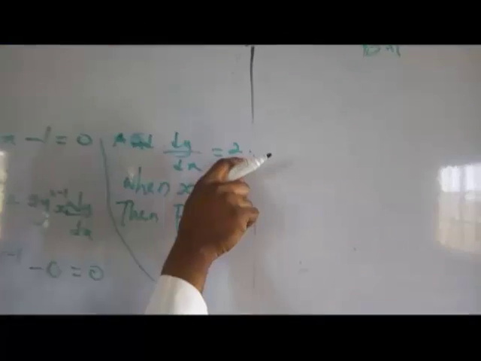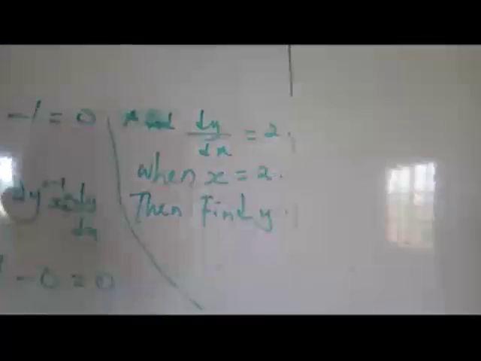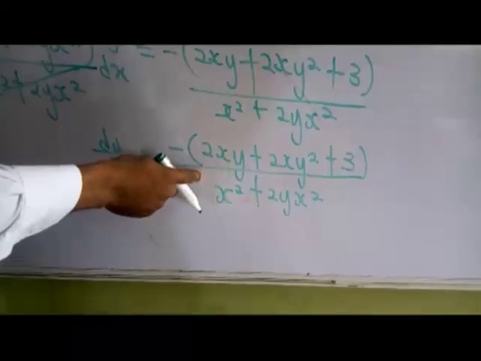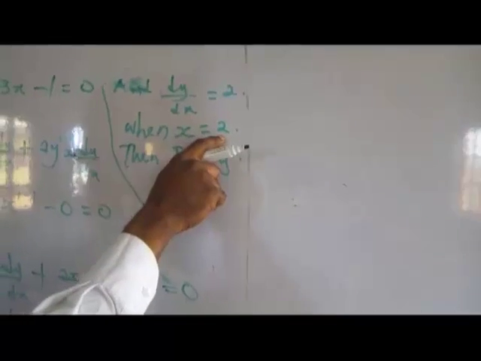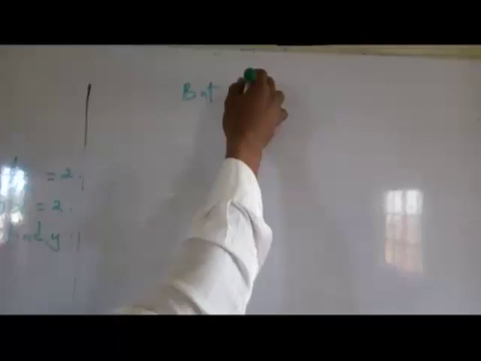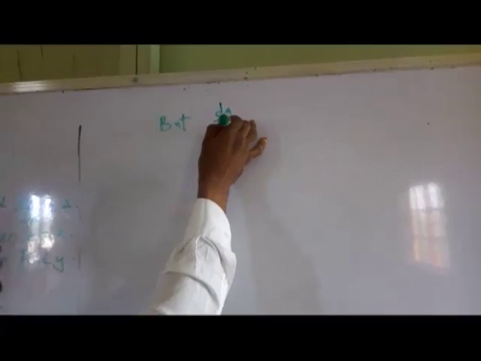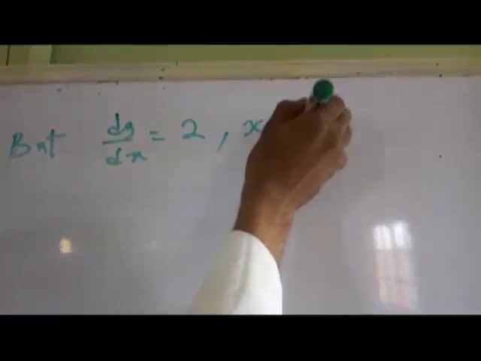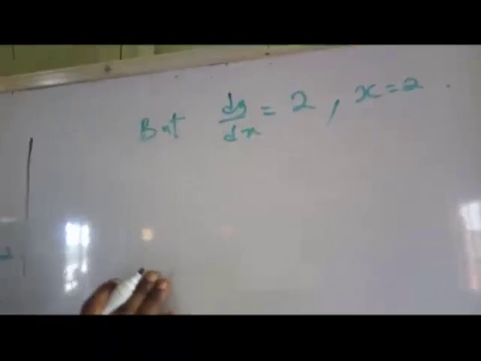But looking at it very well, we discover that from the question here they said dy dx equal to 2. So it means the answer I'm having for my dy dx down here will definitely become 2. So let's change it now. When x equal to 2 also. So anywhere I see x, I change it to 2. And anywhere I see the dy dx, I change it to 2 also. So I'm going to be having that dy dx is going to be 2. And also x equal to 2. That is what I am having.